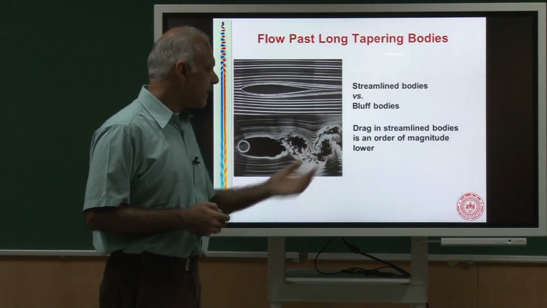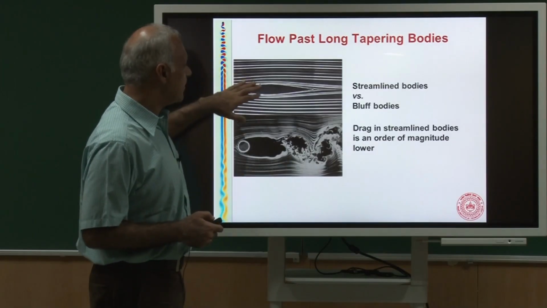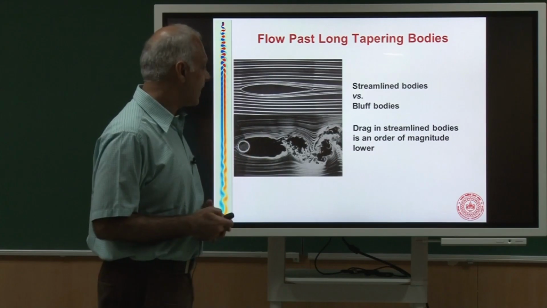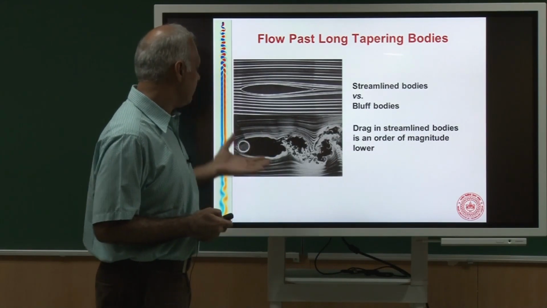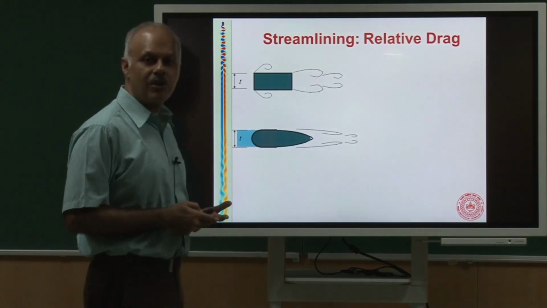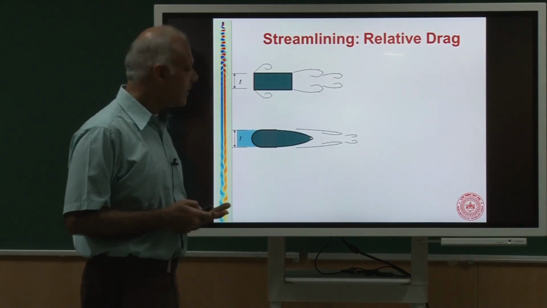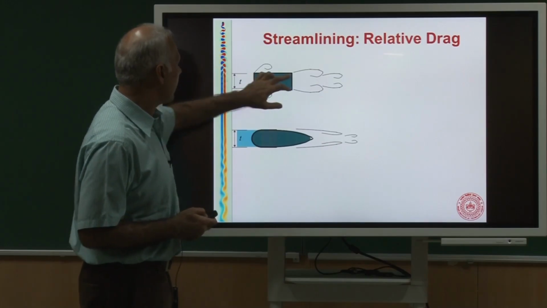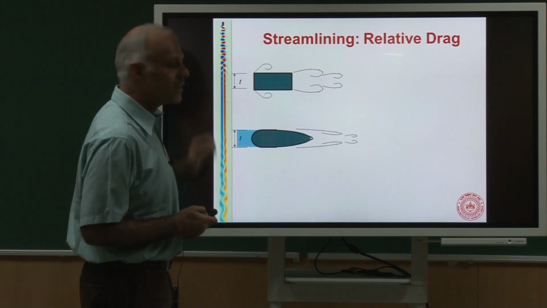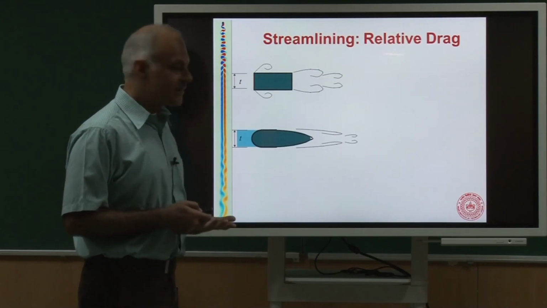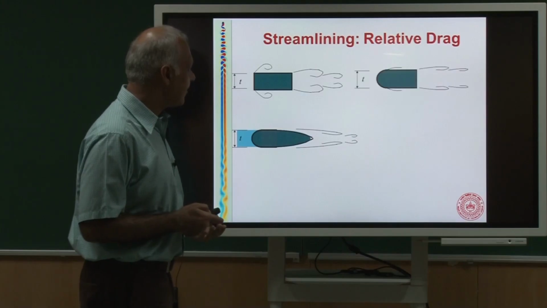And that's what is written here, that drag in a streamlined body is going to be much smaller than drag in a bluff body. And I want to show you some examples of how you can use streamlining to actually reduce the drag. So suppose I had an initial body, in which the vertical dimension is t, and I want to reduce the drag on it.